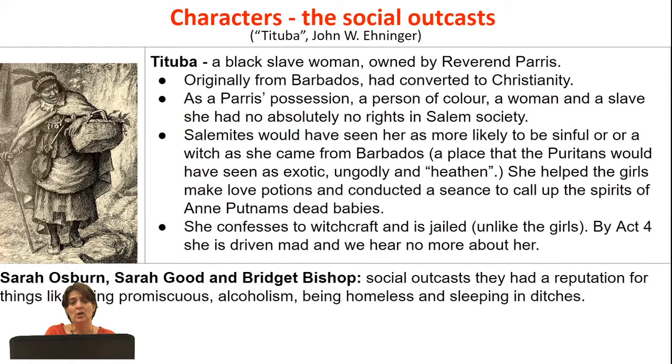Now, Tituba was a black slave woman who was owned by Reverend Paris. She originally came from the island of Barbados, where she'd been captured as a slave, and she had converted to Christianity. Now, as Paris's possession and as a person of color, a woman and a slave, she had absolutely no rights and therefore no power in Salem society. The people of Salem would have seen her as far more likely to be sinful or to commit witchcraft because she came from the Barbados.